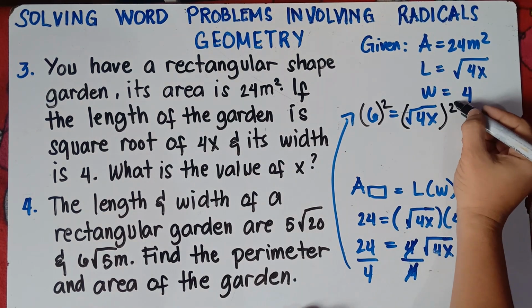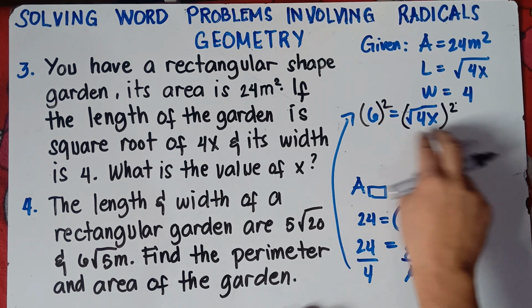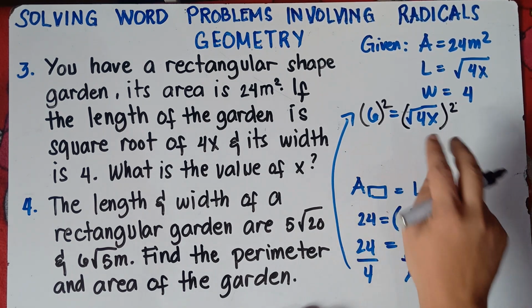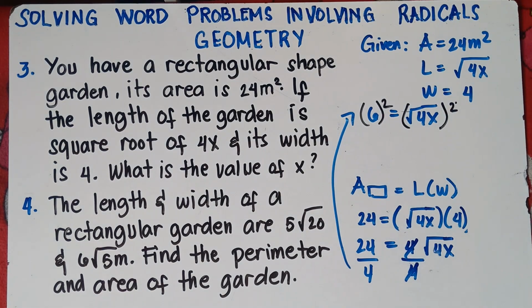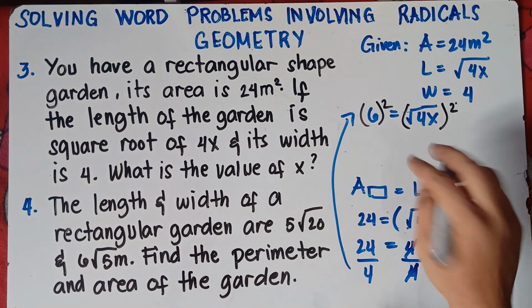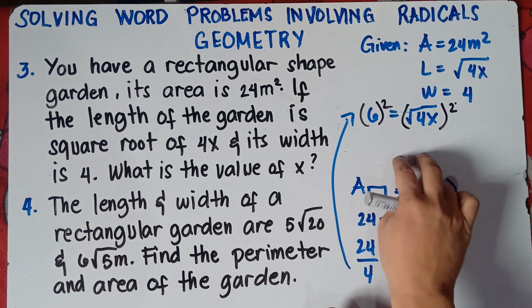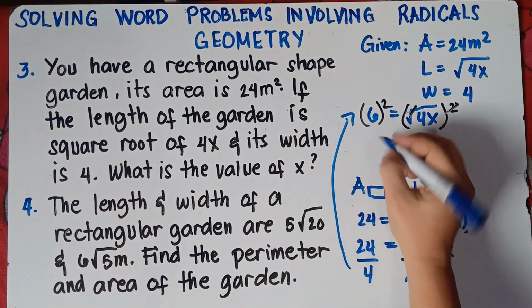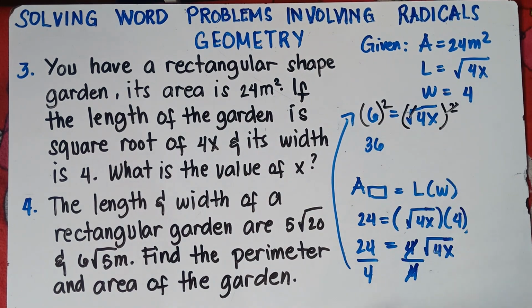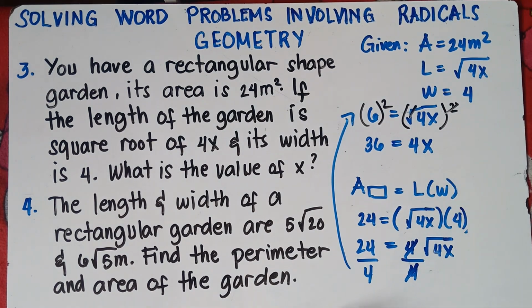So cancel this out. Once again, class, solving radical equations. To eliminate this radical symbol, you square both sides. If you want to learn more about radical equations, feel free to see the link in the description down below. You need to master that one, class, before solving word problems involving radicals. So cancel this out, and this will be 6 squared, that is 36. 6 times 6, that is 36, equals 4x.